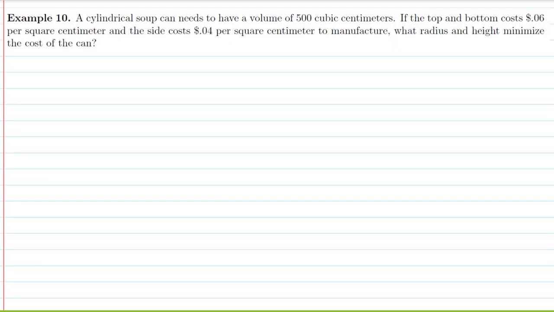All right, so for example 10, we're asked to design a cylindrical soup can that needs to have a volume of 500 cubic centimeters. If the top and the bottom cost 6 cents per square centimeter and the sides cost 4 cents per square centimeter to manufacture, what radius and what height minimize the cost of the can? So we need 2 different things for this problem. We need our objective function, and we need a constraint.